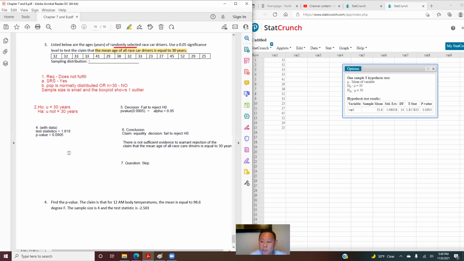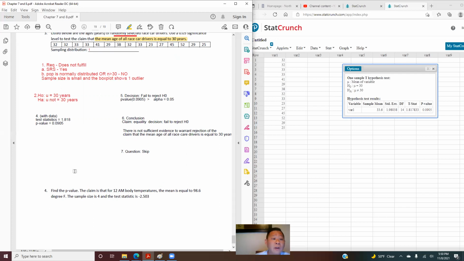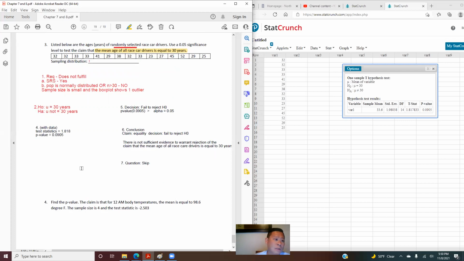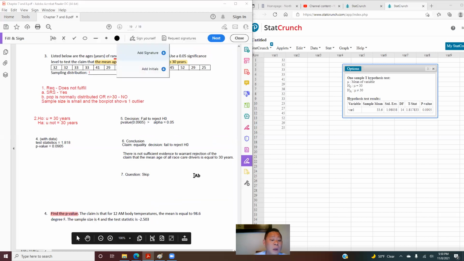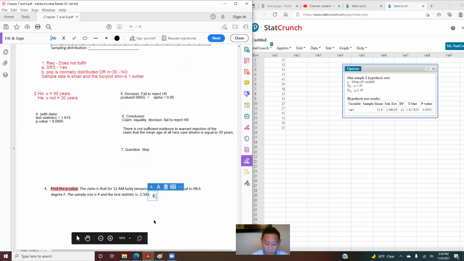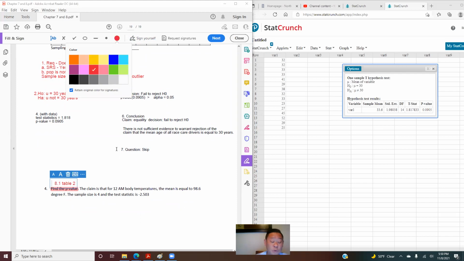All right, for the last question, we are not doing a hypothesis test on question 5 because this question did not want us to do a hypothesis test. This question wants us to find the p-value. So if the question is asking you to find the p-value, make sure you go back to 8.1, the second table. Make sure you use 8.1 table number 2. I will show you which table it is.